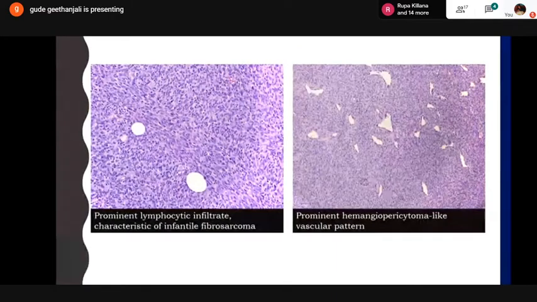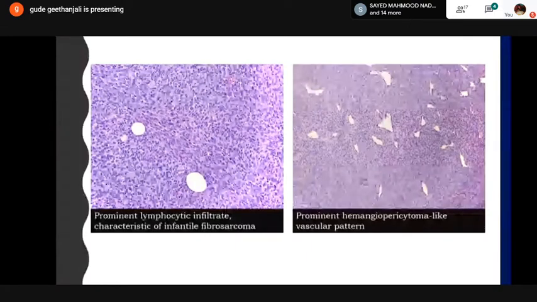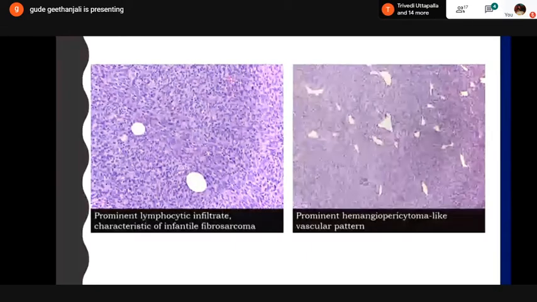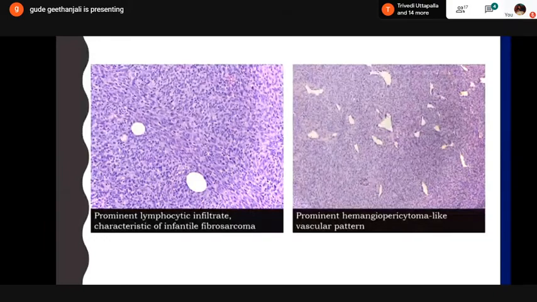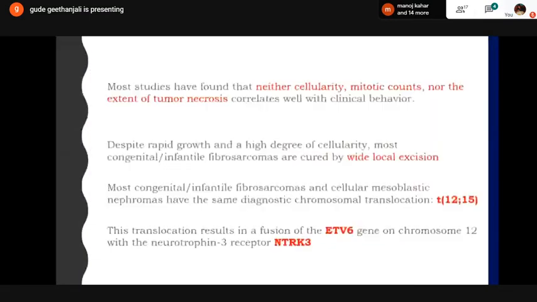There is no specific immunohistochemical marker to prove infantile fibrosarcoma. It can focally express CD34, S100, SMA, and also desmin, but it's very non-specific. So the most important clue is the age of presentation and all this morphological picture. And wide local excision is mostly curative. The diagnostic chromosomal translocation is t(12;15) with fusion of ETV6 on chromosome 12 to neurotrophin 3 receptor NTRK3.